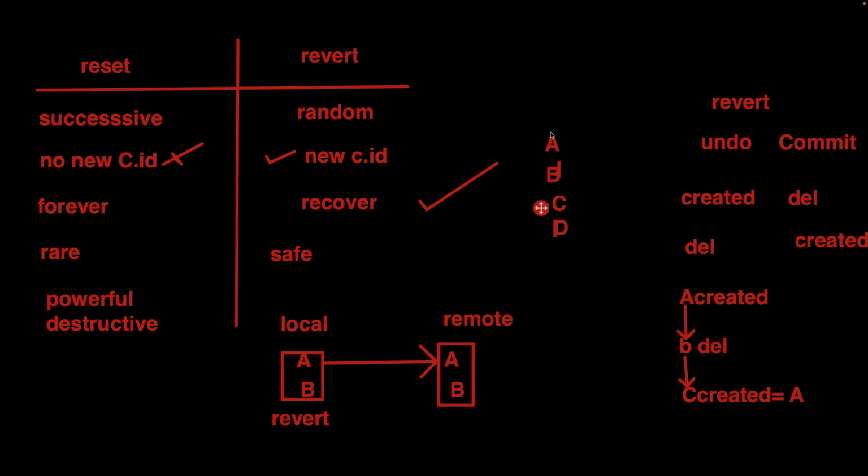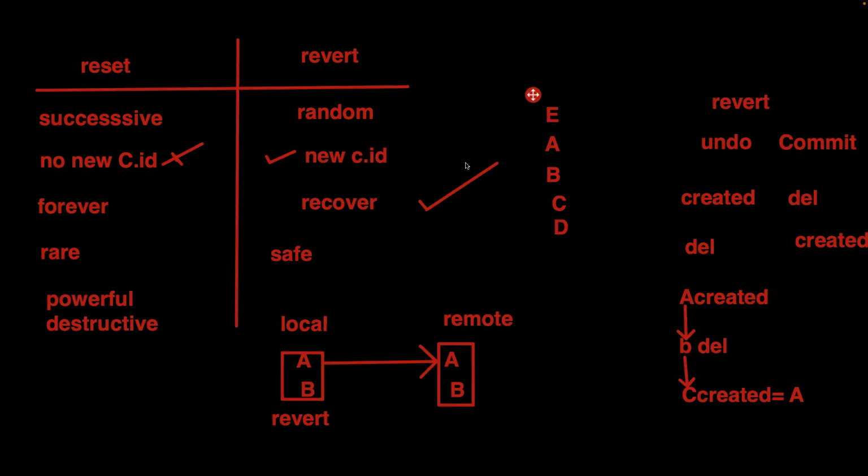Okay, four commit IDs. Now you are reverting commit A, right? A new commit ID will be created and added here. Let's say the commit ID is some alphanumeric name like E. So this is what happens. What is meant by reverting to the first commit?